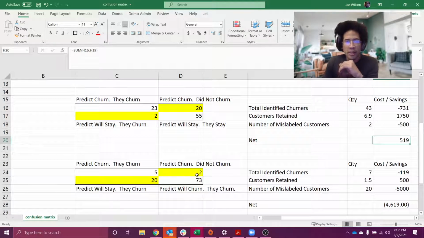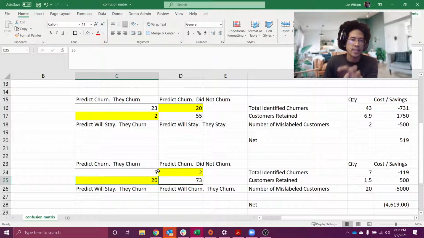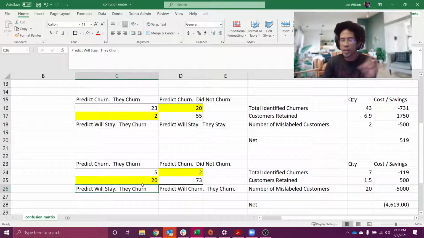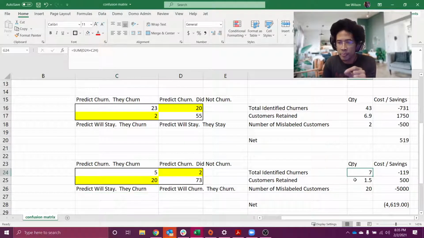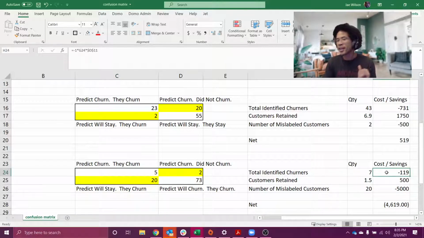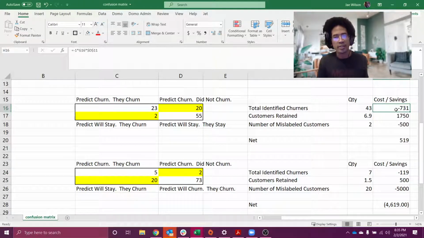Now, remember, in the other model, I just swapped. In one, I'm penalizing false positives. The other one, I'm penalizing false negatives. This is, again, just turning the knobs and dials for bombers and seagulls. So, my customer retention program. I run 7 people through my customer retention program. My customer retention guy is happy because his budget looks good. He's only spending $119 as opposed to $731.